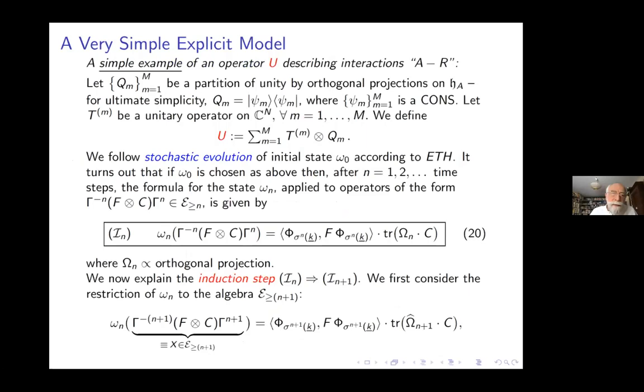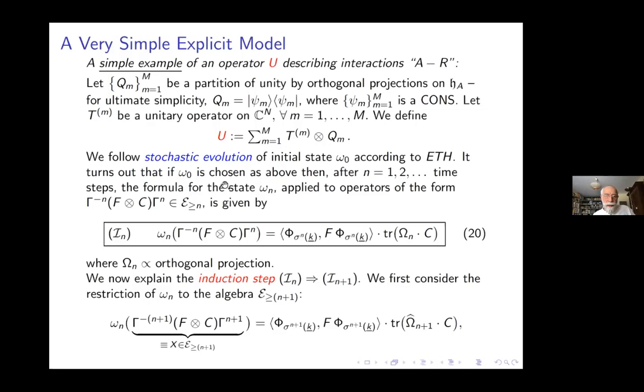So in order to reach the end, let's look at a very simple example. I choose as an operator U, describing the interactions between the atom and the radiation field, an operator U of the form sum over m from 1 to capital M. Remember, capital M was the dimension of the atomic Hilbert space. T^m is a unitary operator on a time slice Hilbert space of the radiation field, tensored with the projection Q_m onto a basis element psi_m of a basis in the atomic Hilbert space. This is obviously a unitary operator on the tensor product space. And it describes, it couples the atomic degrees of freedom to the radiation field.